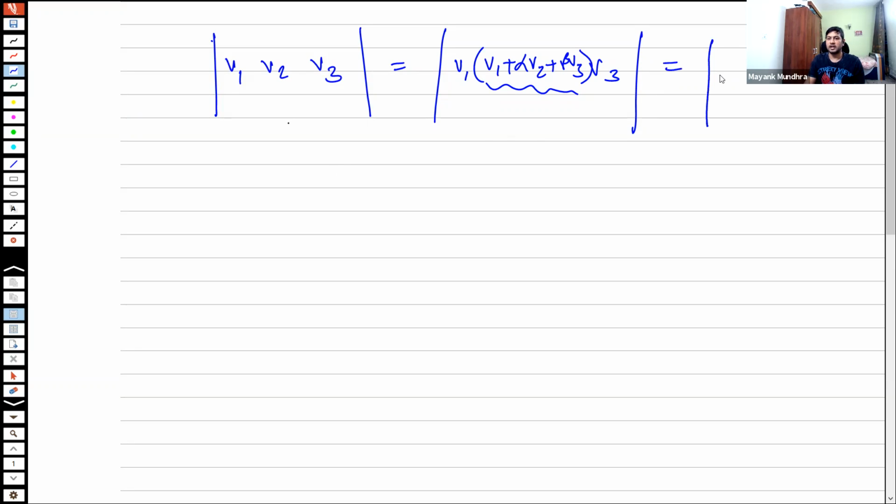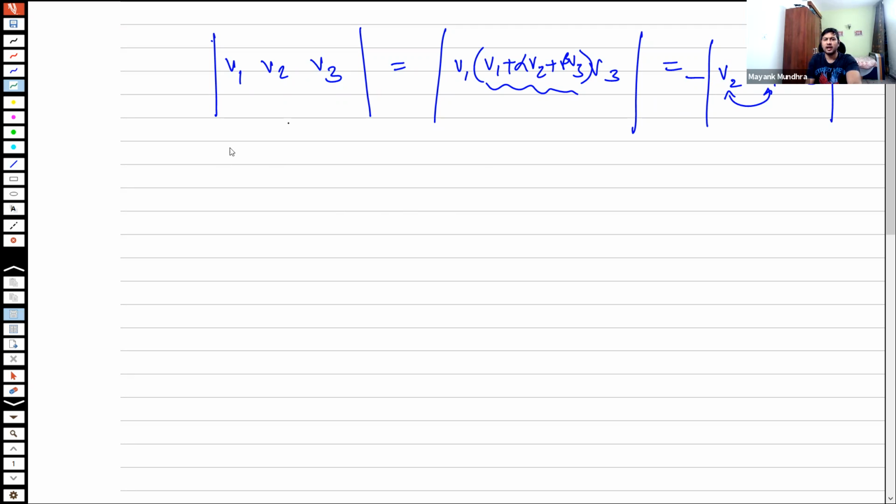And if you exchange any two columns, say columns 1 and 2 have been exchanged, then this would be the negative of what it was earlier. So these are some nice properties to know. That eases up a lot of things.